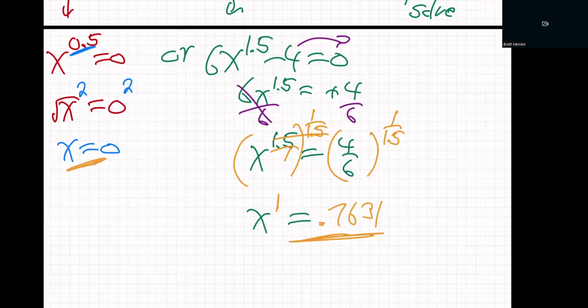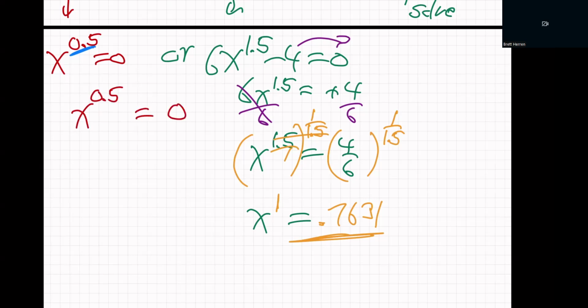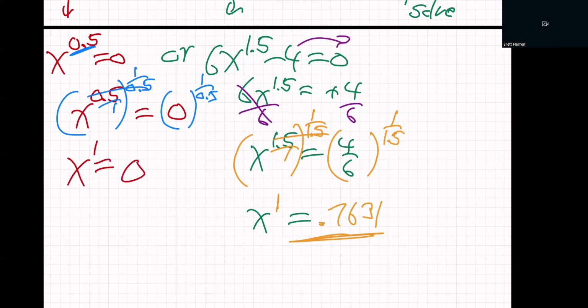By the way, we could have done that same thing here. Let me show you. Yeah, you could have. So that same idea: you could say, look, I have x to the 0.5 is 0. Are you saying, Mr. Heron, that we could just raise this to the 1 over 0.5? Yeah, totally. Because these will cancel, right? This is over 1. They'll multiply and cancel, so you get x to the 1, which is just normal x. And what is 0 to the 1 over 0.5? Well, 0 to any power is just 0.